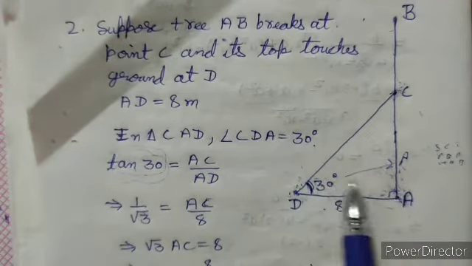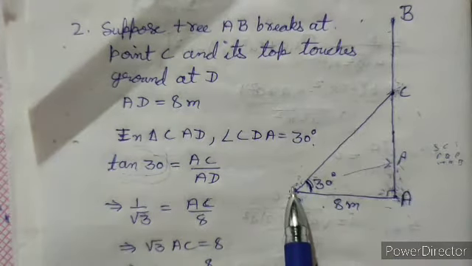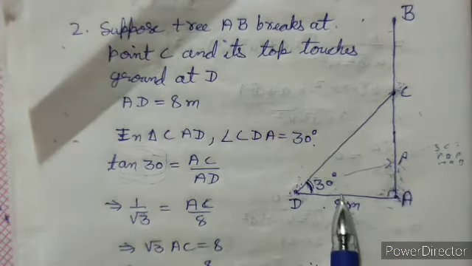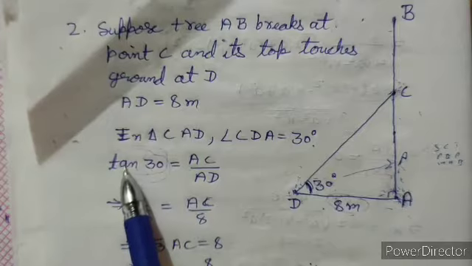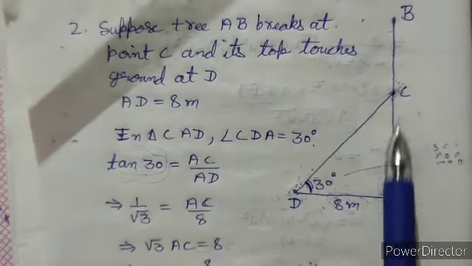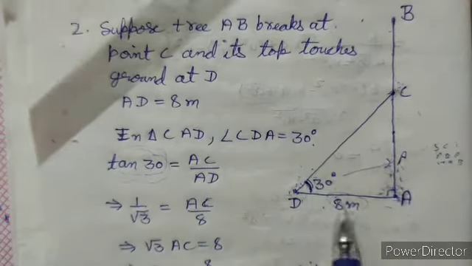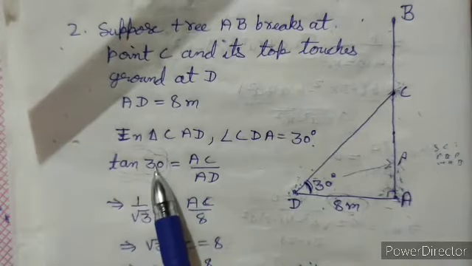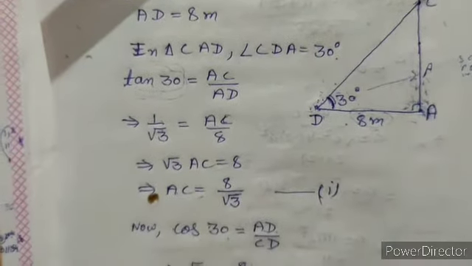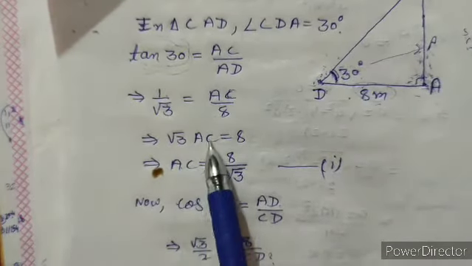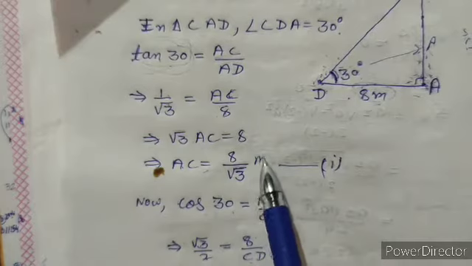Now for 30 degree, as we know, AC is perpendicular and AD is base, and we know that tan theta is equal to perpendicular upon base, and base is given to us. So we will apply the trigonometric function tan. Here tan 30 degree will be equal to AC upon AD. Now AC we have to find out, and AD is given to us as 8 meter, and tan 30 degree is equal to 1 by root 3. The value of tan 30 is 1 by root 3. On cross multiplication, we will get root 3 AC equal to 8, and that will give us AC as 8 upon root 3 meter.